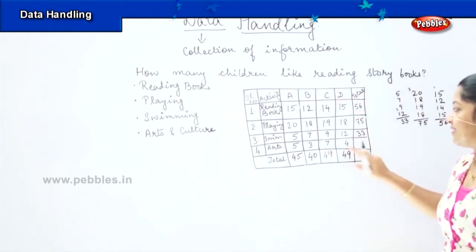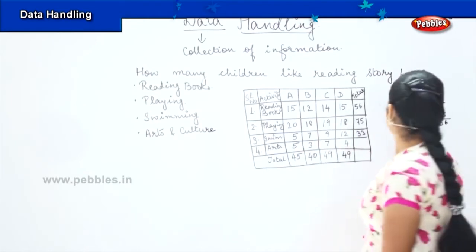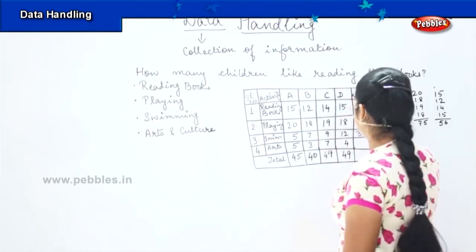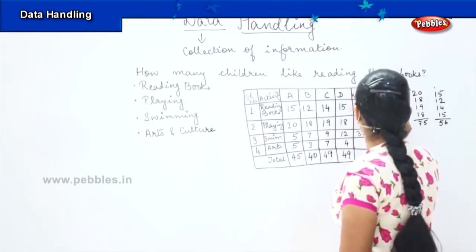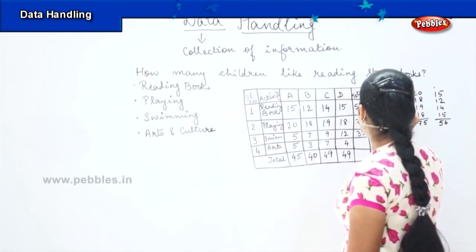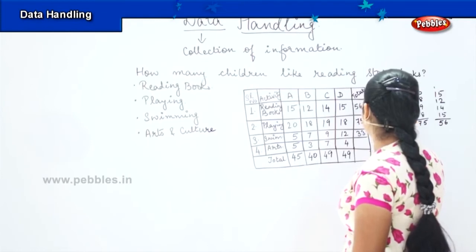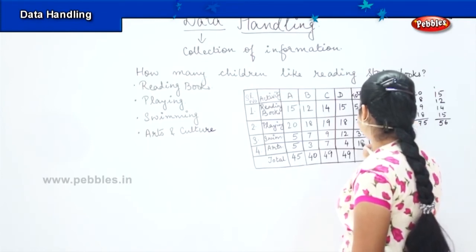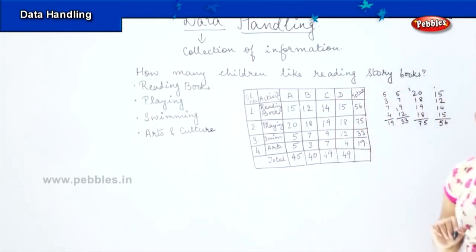Okay, so shall we see the number for arts? Arts is again 5, 3, 7 and 4. 5 plus 3, 8, 8 plus 7, 15 and 4, 19. So 19 children like art.